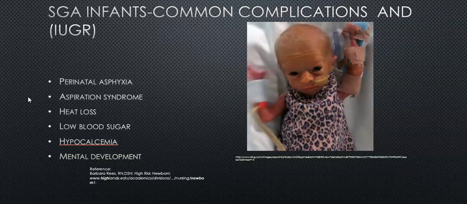The babies that are IUGR and SGA do have common complications. Heat loss. I've said these before, and they're coming back. Heat loss, low blood sugar. They can also have issues with low calcium level. They may have suffered in their history in utero perinatal asphyxia or decreased blood flow, and that can affect their long-term mental development.